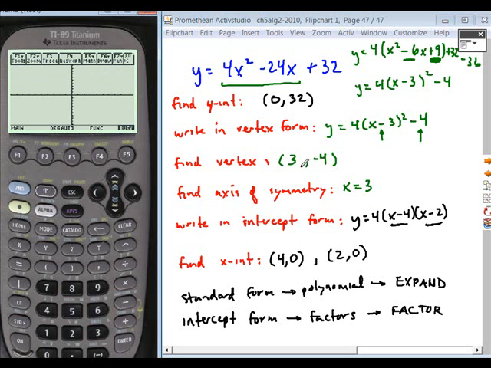Is the vertex going to be 3, negative 4? The way I can confirm that is I can use the Math tab F5. Is my vertex going to be a maximum or minimum for this? Since it opens up, it's going to be a minimum. And I just need to pick, again, lower and upper bound. So easiest thing to do, just pick all the way to the left, all the way to the right of your screen. And it tells you what the lowest point is. The lowest point is 3, negative 4. So it confirms that my vertex is correct.